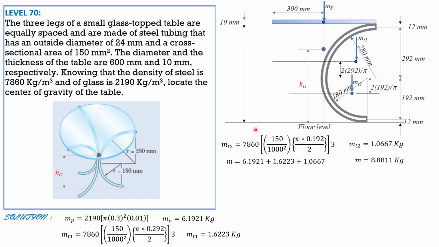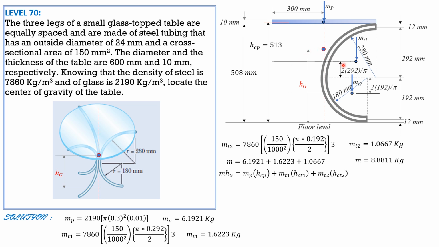So this distance, as I said, is 12 plus 192 plus 292 plus 12. So MHG equals MPHCP plus MT1 HCT1 plus MT2 HCT2. That's by Varignon's theorem. So this is 508 mm, 12 plus 192 plus 292 plus 12. Then the value of HCP is 508 plus half of 10, 5. So 513 mm. So that's 513 mm HCP.